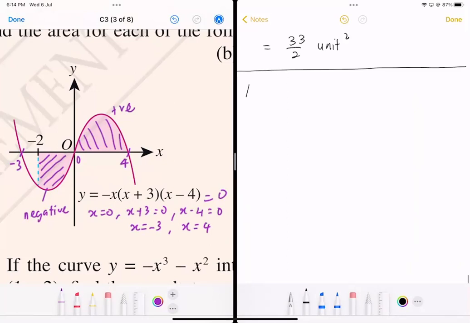So to find the area, it would be integration from negative 2 to 0 of the function, but make sure you put a modulus, plus integration from 0 to 4 of f(x) dx. That one doesn't need modulus.